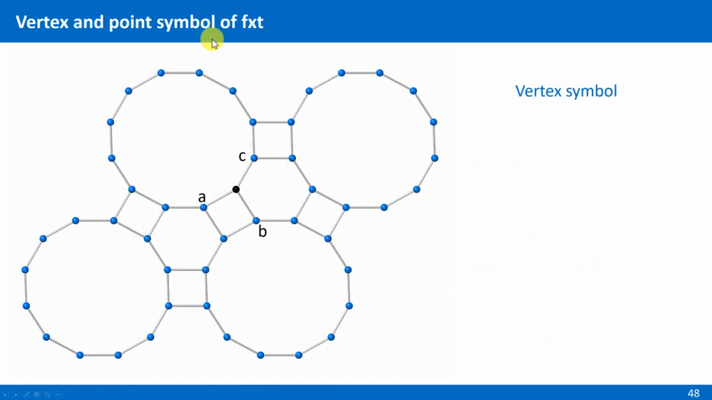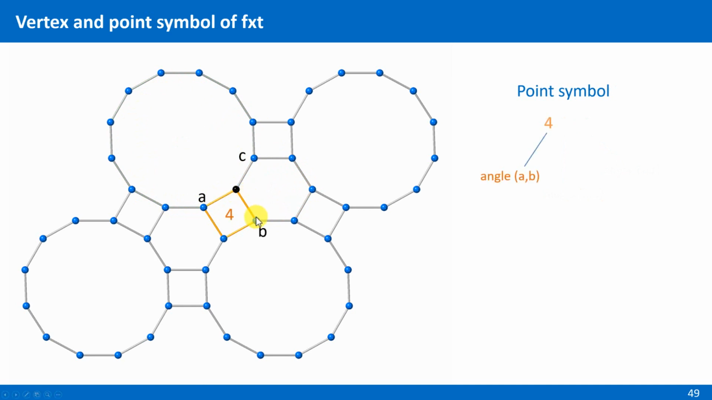This is the net fxt. Although it does not look like a uninodal net, it is indeed a uninodal net, precisely with 3 coordinating nodes. But all nodes are symmetry related to each other, so we have to specify only one vertex. We can take this one here, for instance, so let's specify its vertex symbol. We have a 4 ring for the angle AB, a 6 ring for the angle BC, and a 12 ring for the angle AC. Now the point symbol.